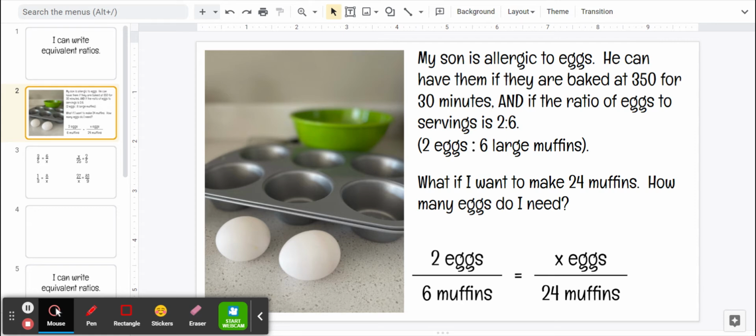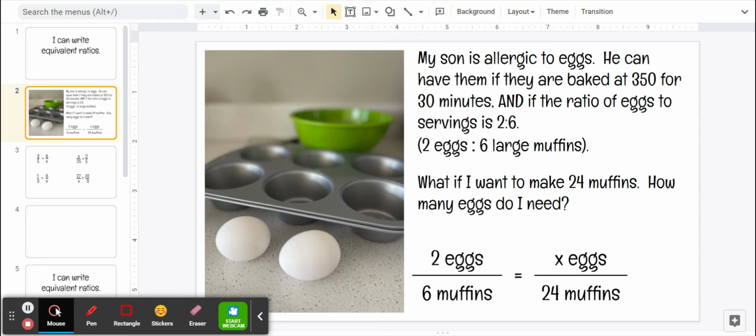All right, my son is allergic to eggs. He can have them if they're baked at 350 degrees for 30 minutes. That somehow changes the protein makeup. And if the ratio of eggs to servings is 2 to 6, which means 2 eggs for every 6 large muffins, and they're larger because that way they don't burn when you bake them for 30 minutes.